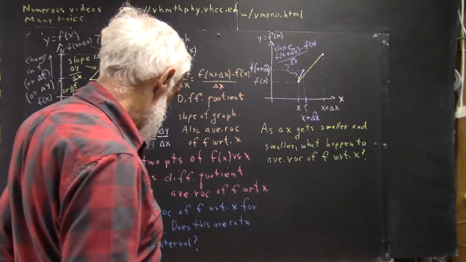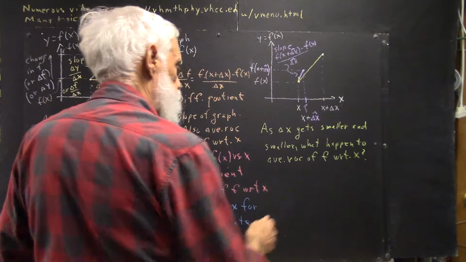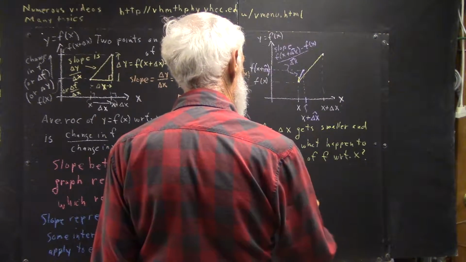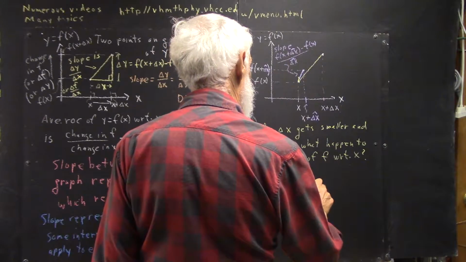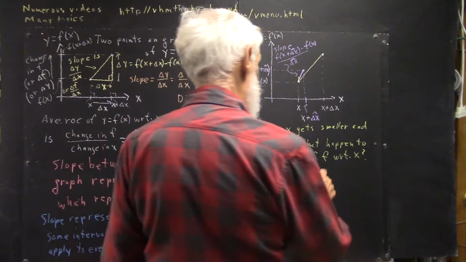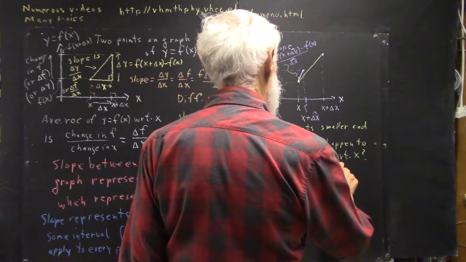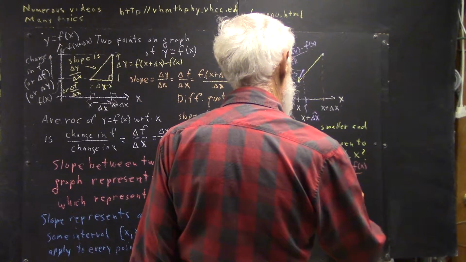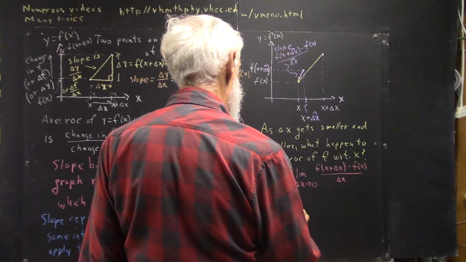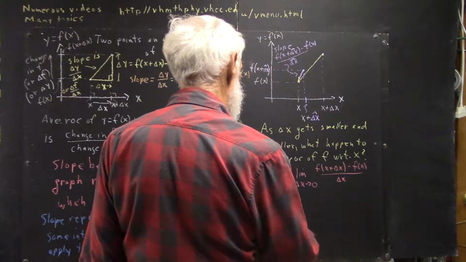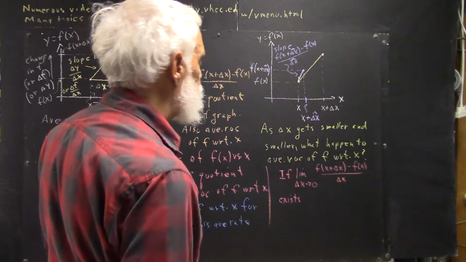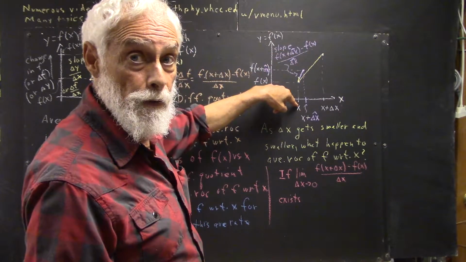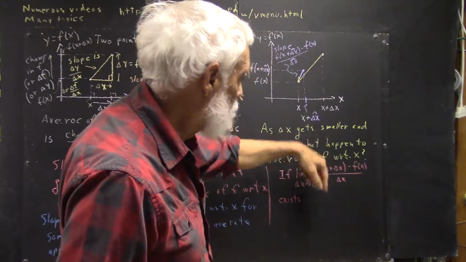and I'll write this in red for emphasis. If the limit as Δx approaches 0 of (f(x + Δx) − f(x)) / Δx exists, then a couple of things. Then that limit doesn't apply to any point except x. Okay, because we're letting delta x approach 0.